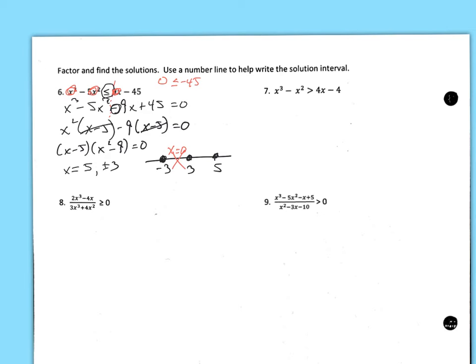So this does not work, which means these sections do, and this section does not. So then the answer would be negative infinity to negative 3 union 3 to 5.